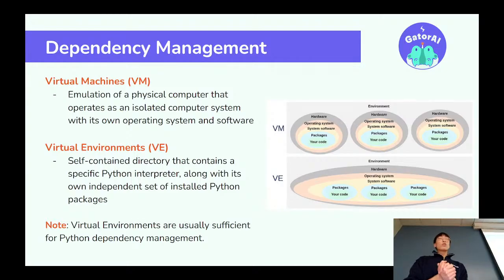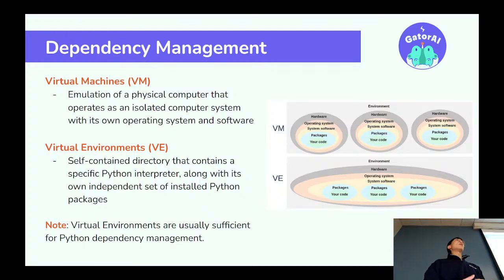So virtual machines, have any of you taken operating systems here? Raise your hands. Yes? No one else? All right, that's fine. So they probably talk about virtual machines a lot in operating systems, right? But essentially the crude definition of a virtual machine is the emulation of a physical computer on a computer, right? And that emulation basically operates as its own isolated computer system with its own operating system, its own software, and also usually its own hardware allocation, right?